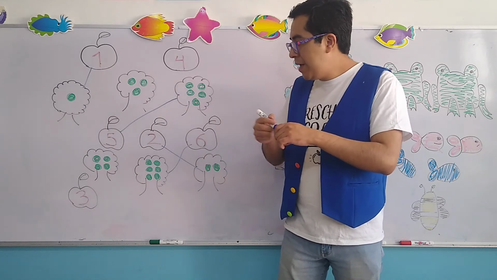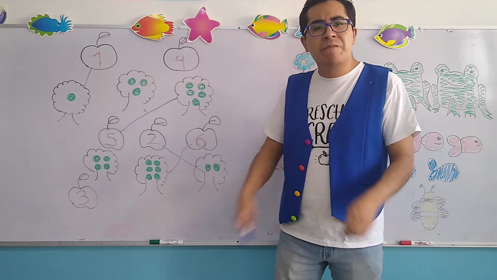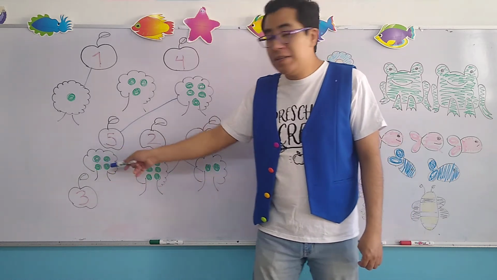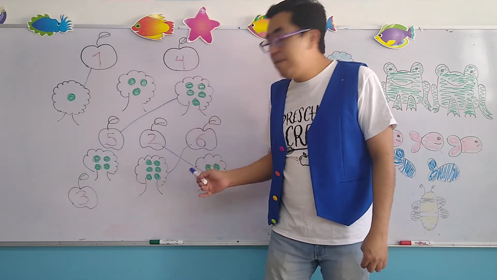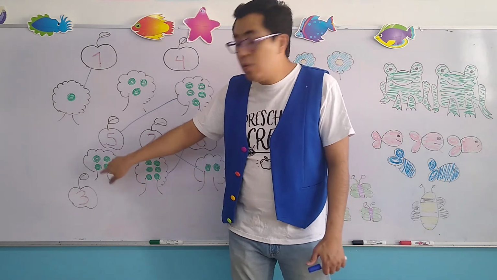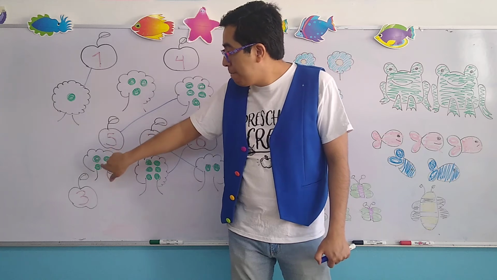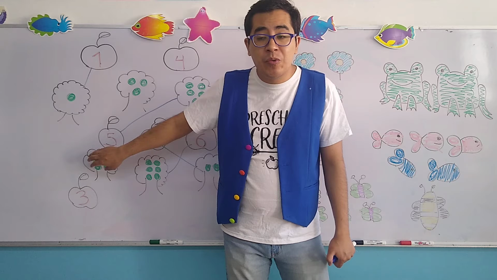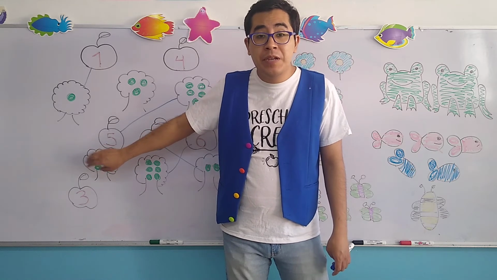Okay, very good. Now, let's see with the first one of the third row. Vamos a ver el primero de la tercera fila. Okay, so let's count the dots. 1, 2, 3, and 4. So inside this tree we have 4 little dots.